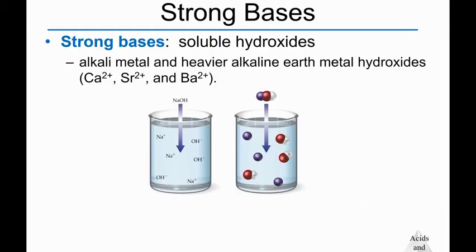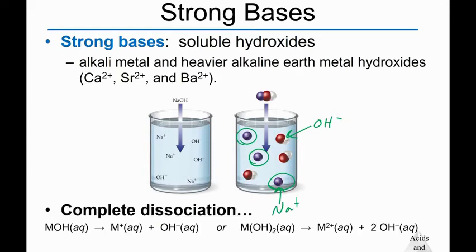Next, let's take a look at strong bases. So strong bases, same thing. If this was sodium hydroxide, we would say that it would 100% disassociate into sodium ions and hydroxide ions. So those are our OH minus ions, and those are our Na plus ions. And so by definition, a strong base is something that completely disassociates.